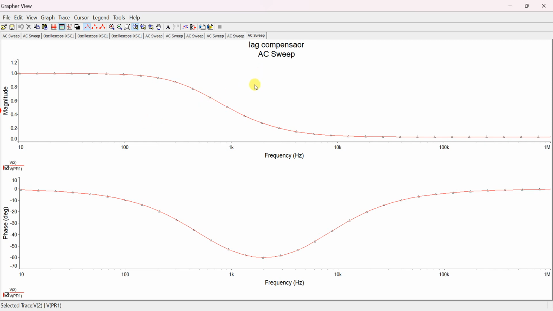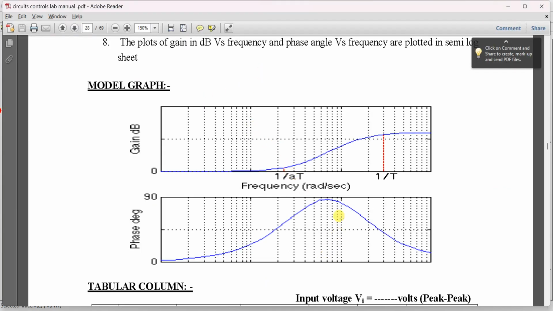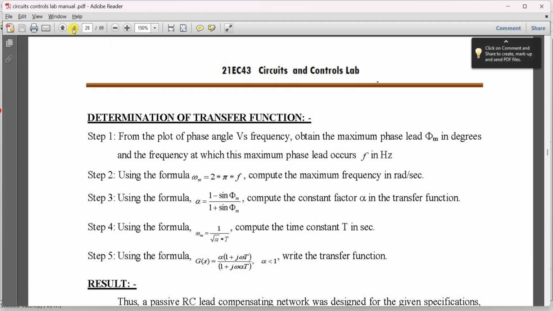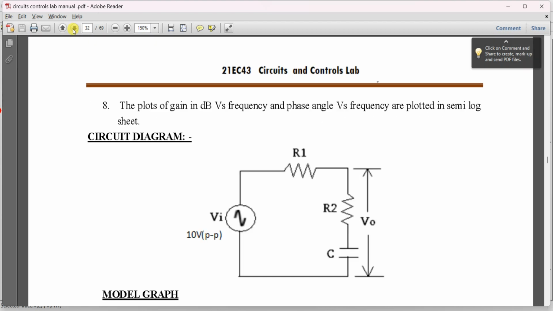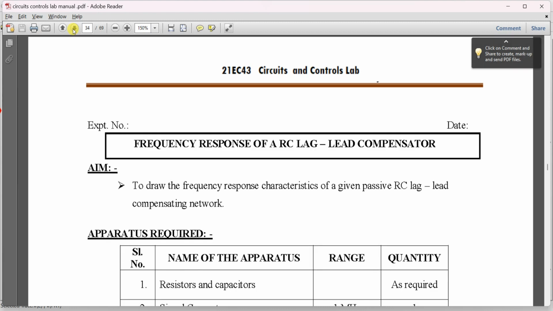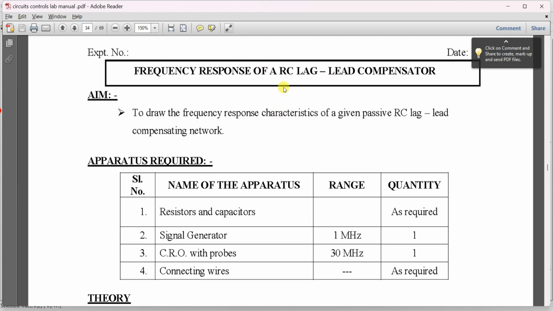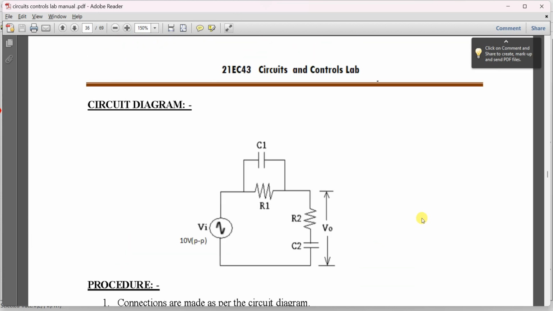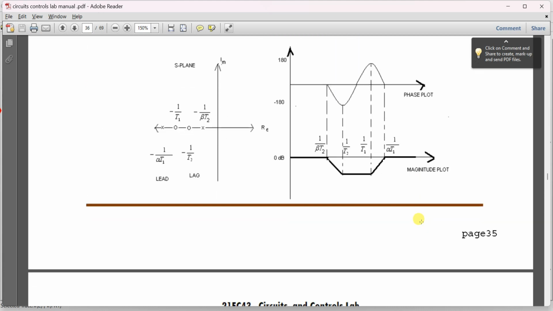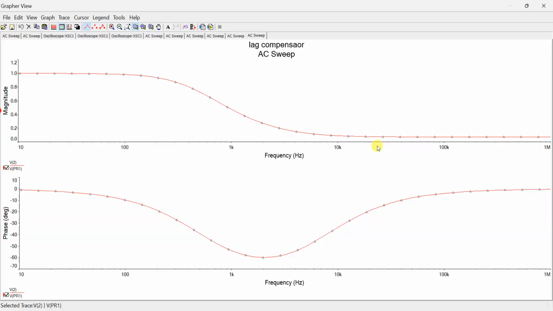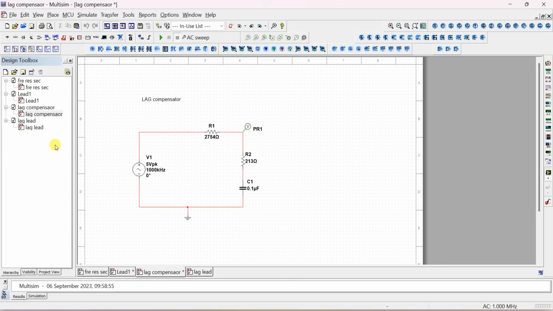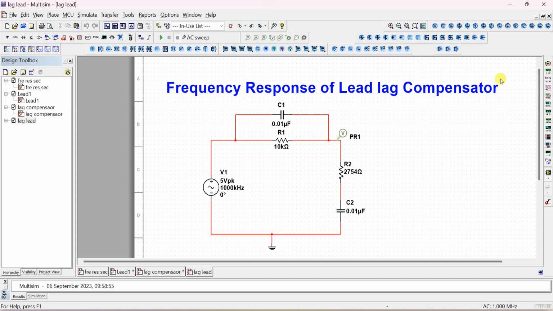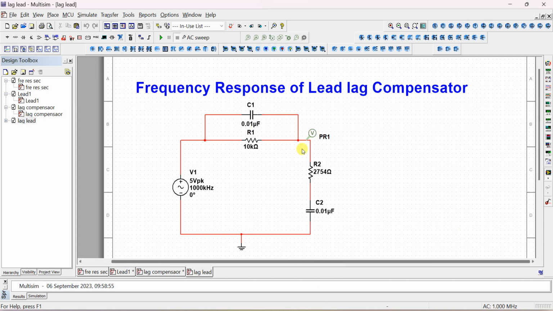Now, if I combine both, you are going to get this. Now, this is actually in the syllabus, the lag lead compensator. We should get a model graph like this. So now this is the actual circuit diagram. For your syllabus, only this much is there, but without knowing what is lag and what is lead compensator, you'll not understand. So that's why I explained those two also.